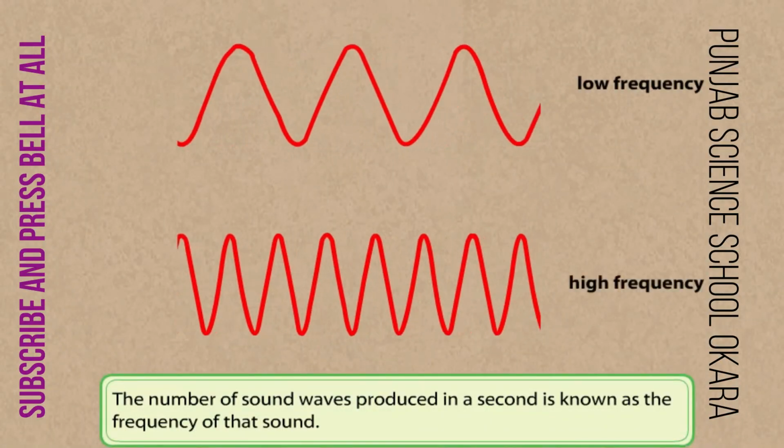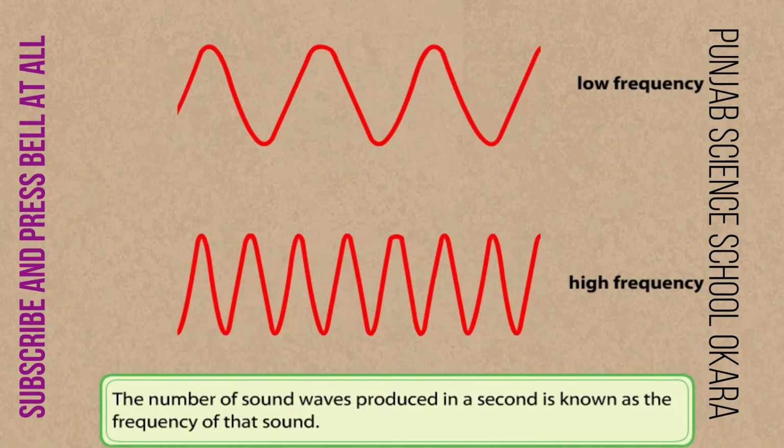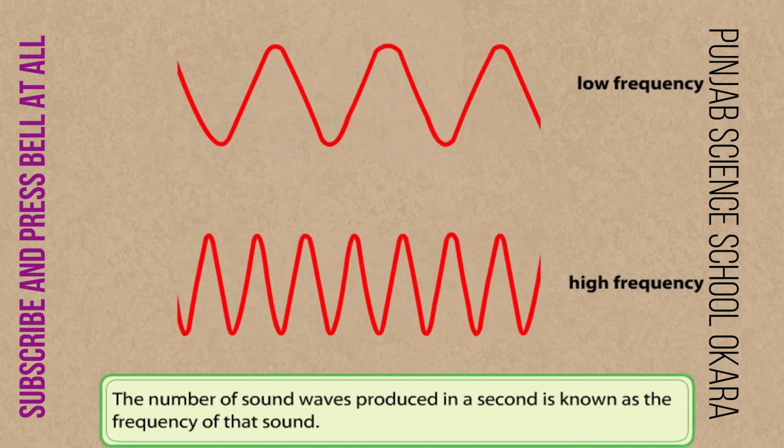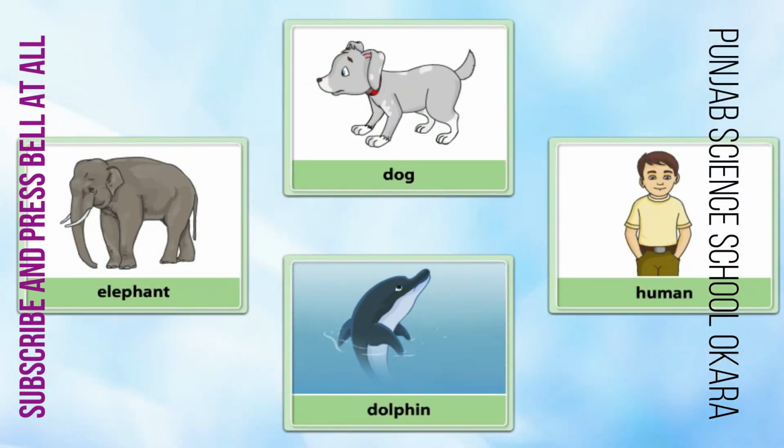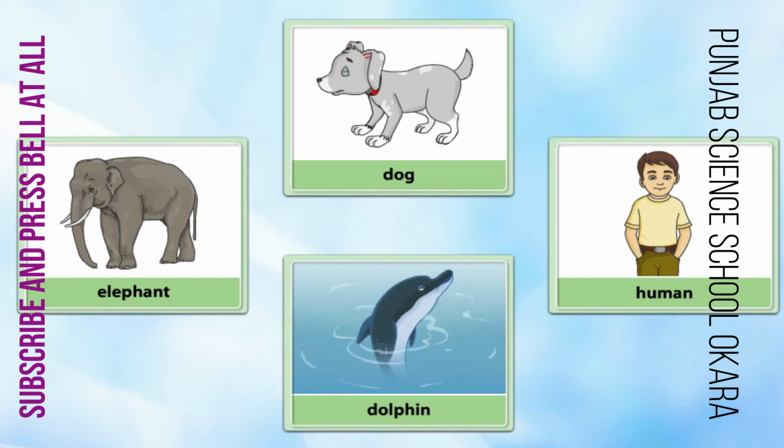Now, what is frequency of sound? It is the number of sound waves produced in a second. All animals can't hear all sounds. There are lots of high-frequency sounds that dogs, cats, mice, bats, whales, and dolphins can hear, but humans can't. And there are some low-frequency sounds that humans can hear, but dogs, cats, mice, bats, whales, and dolphins can't.